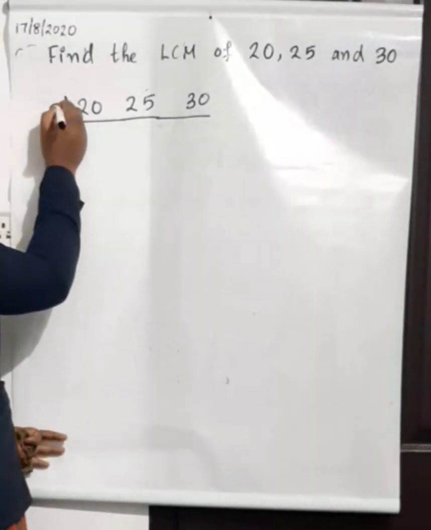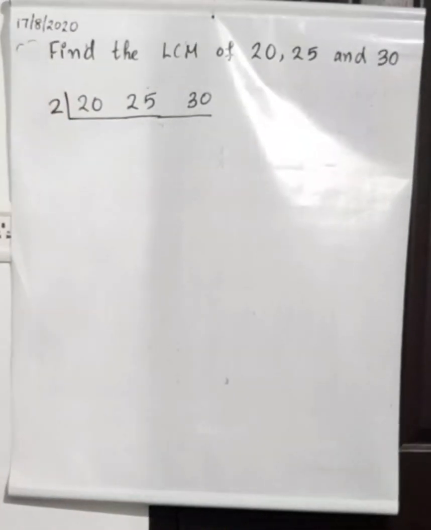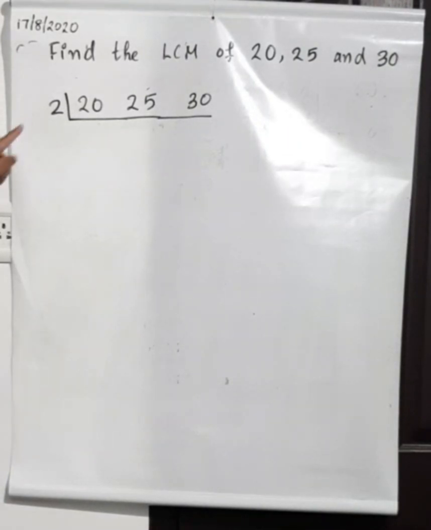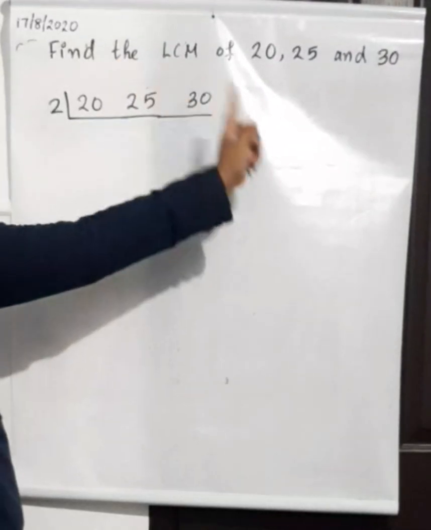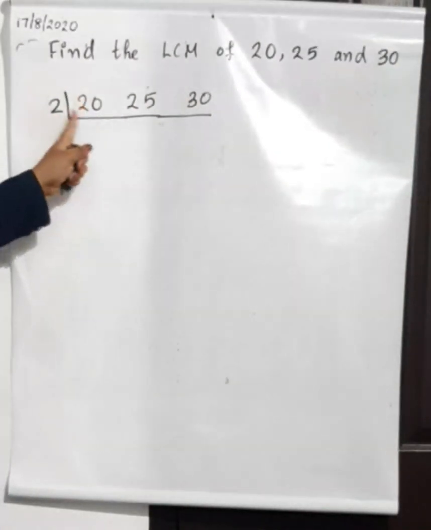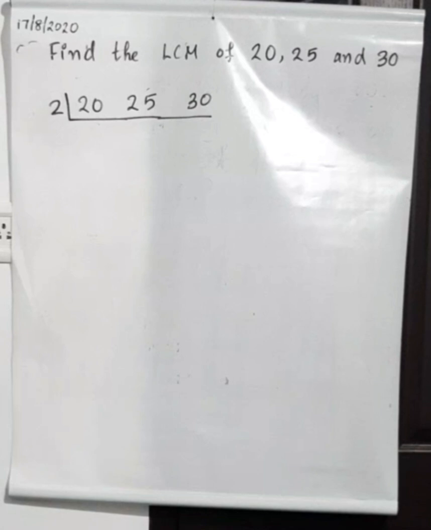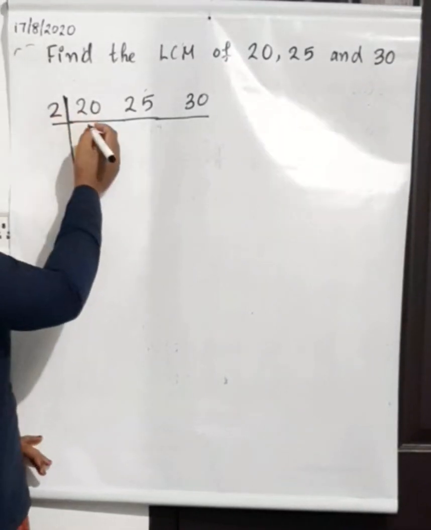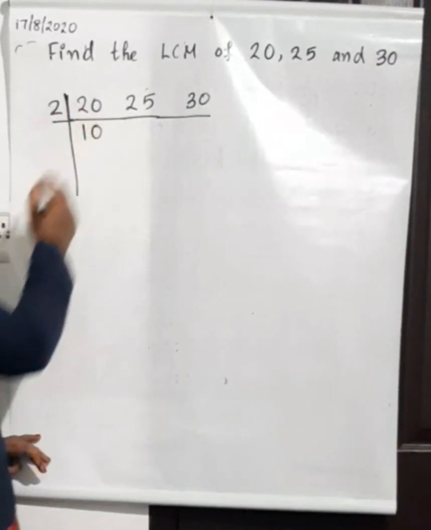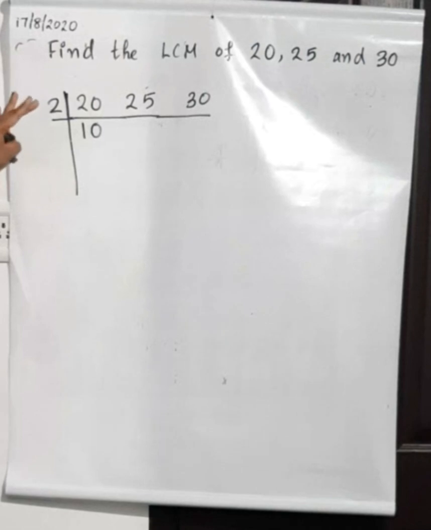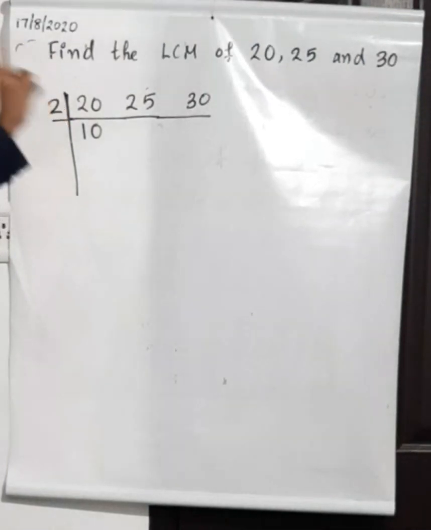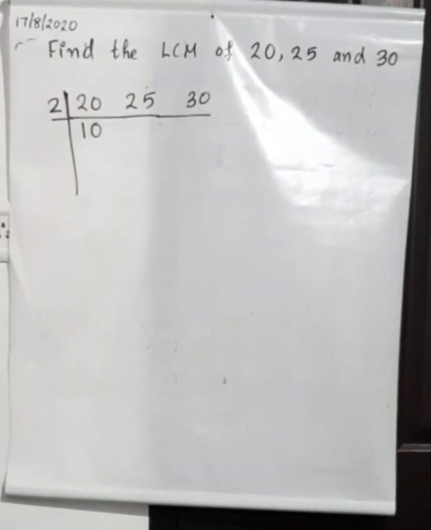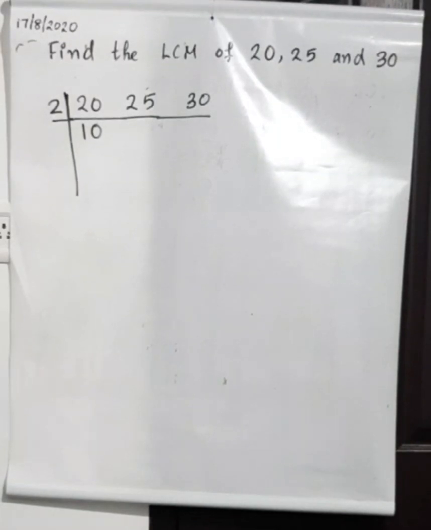Now we are going to divide the entire step by 2. We all know that 20 is divisible by 2. Isn't it? How many 2's will be there in 20? Yes, 10. Because 2 into 10 will be equal to 20.